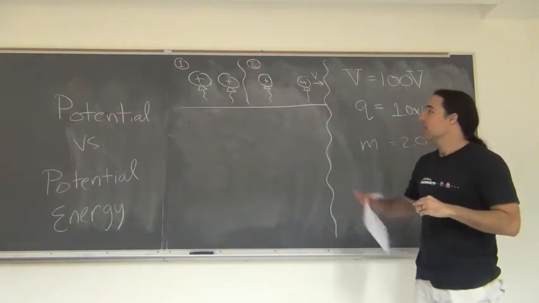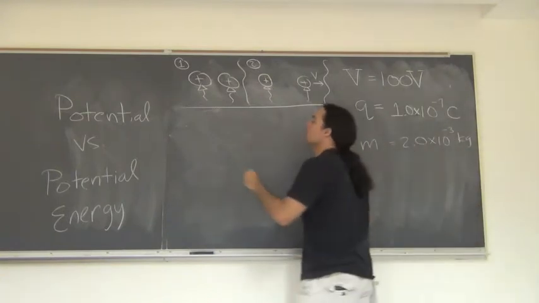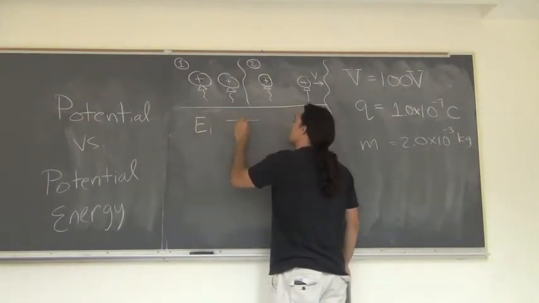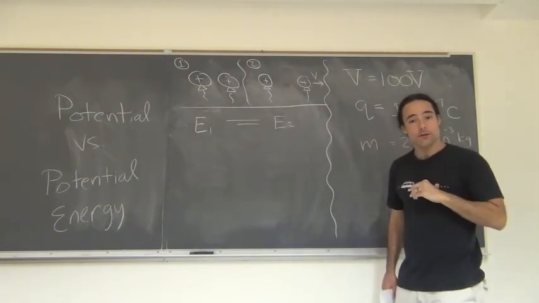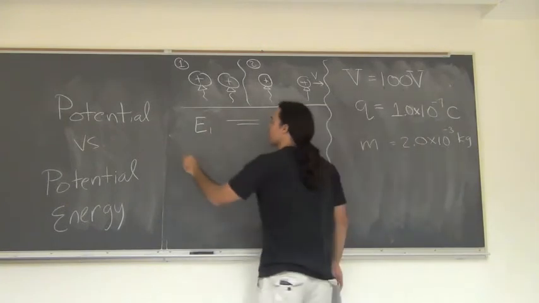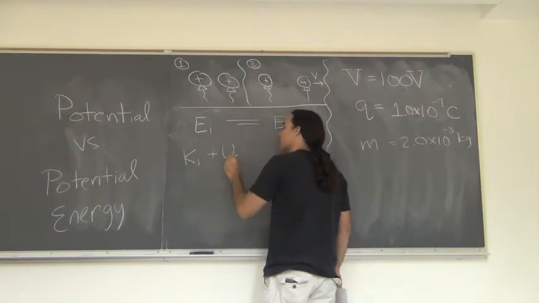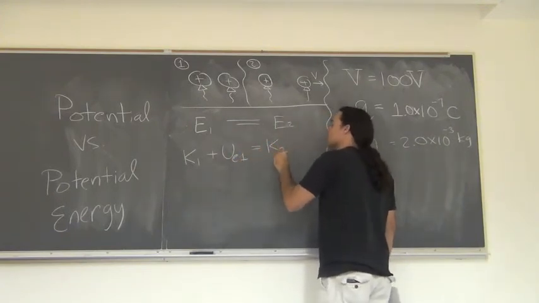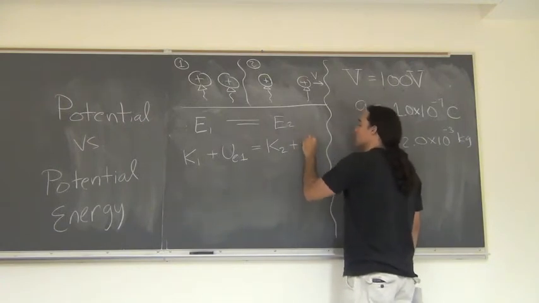We can say that the energy from picture 1 equals the energy from picture 2. So energy 1 equals energy 2. And there are two types of energy in this picture. There's the kinetic energy in picture 1 and the electric potential energy in picture 1. And that has to equal the kinetic energy in picture 2 plus the electric potential energy in picture 2.